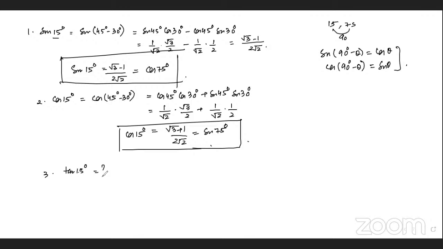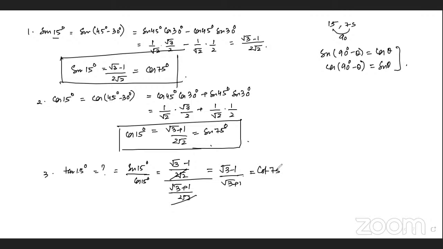That you can see from the above two, because tan 15 can be written as sin 15 upon cos 15. You don't need to apply the formula again for tan of a plus b or a minus b, because if you already know sin 15 and cos 15, you don't have to waste that much time writing the formula separately. So it is root 3 minus 1 upon 2 root 2 whole divided by root 3 plus 1 upon 2 root 2, and therefore 2 root 2 and 2 root 2 will cancel out. So it is root 3 minus 1 upon root 3 plus 1. That is tan 15, and that will also be equal to cot 75.